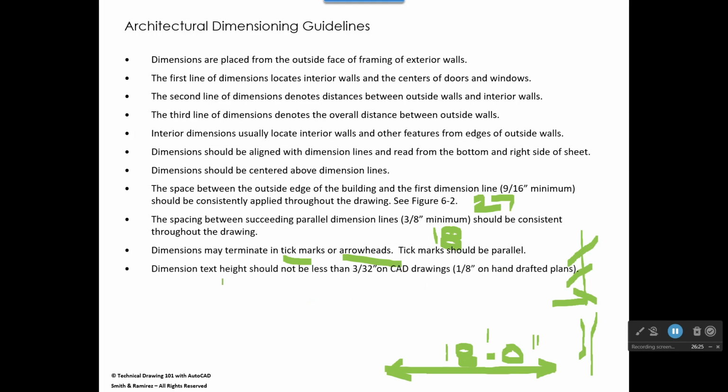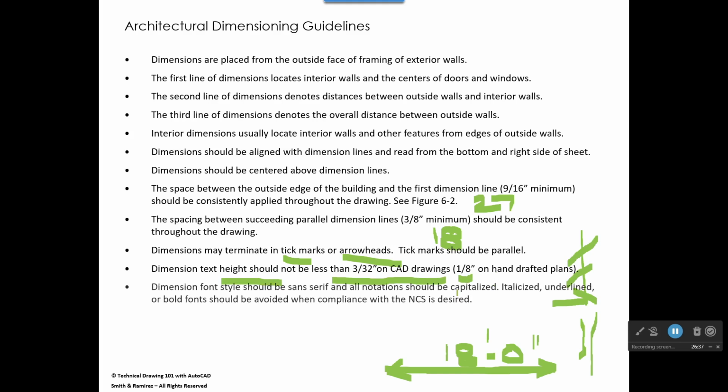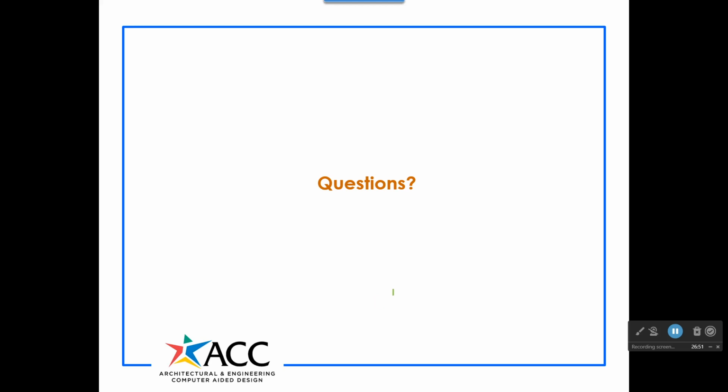All right. Dimension text height should not be less than 3/32 on CAD drawings, so that's when it's printed. And the NCS says 1/8 of an inch on hand drafted plans. Dimension font style should be sans serif. Now this is according to the NCS, and all notation should be capitalized, and avoid the italicized, bold, or underlined fonts if you're complying with the NCS.